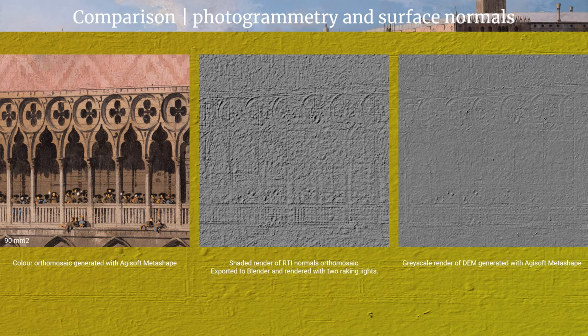Now I will show you a few slides comparing the surface texture recorded with photogrammetry as a grayscale DEM and a shaded render of the RTI normals orthomosaic. Each section is 9 centimeters square. This one shows the Ducal Palace. You can see how good the quality of the detail produced with photogrammetry is on the right side. However, RTI normals are still superior when recording finer brushwork. You can also see the nice incision marks on the architecture Canaletto made when preparing the painting.